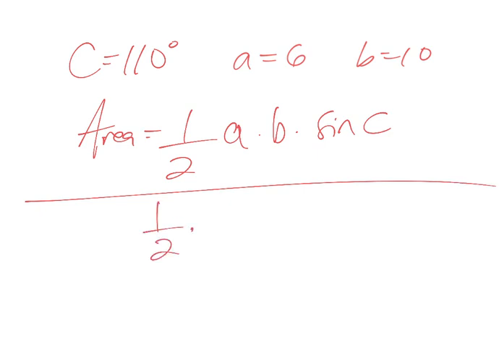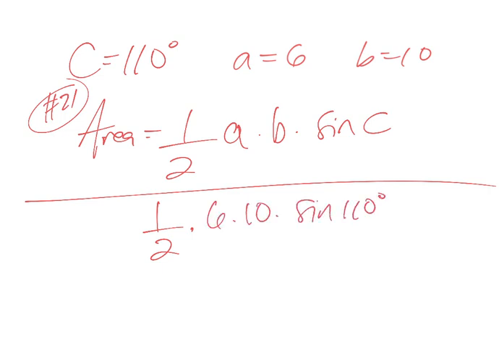This is like a question such as number 21 in pre-calculus by Larson. Basically, you have 1 half times 6 times 10 times sine 110. You can use a calculator to find sine 110. You multiply these together, and that will give you the area. For questions like number 21, 23, 25, that's the approach you would use to find the area of the triangle.